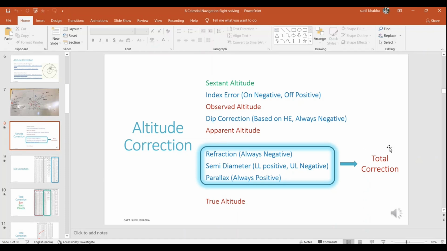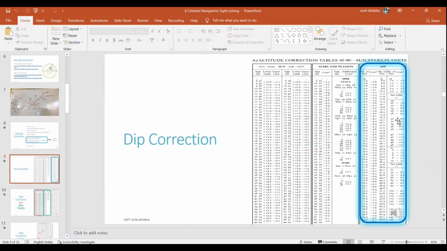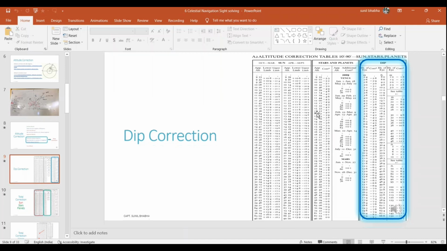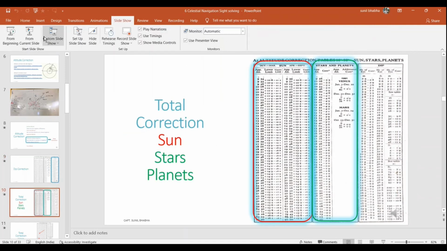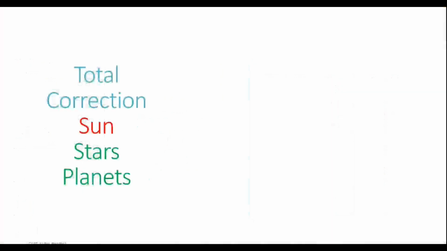How do we obtain the total correction? So let's proceed. Dip correction table was seen. Let's move to the total correction now. Now, after the dip correction, the next correction which we require is the total correction.